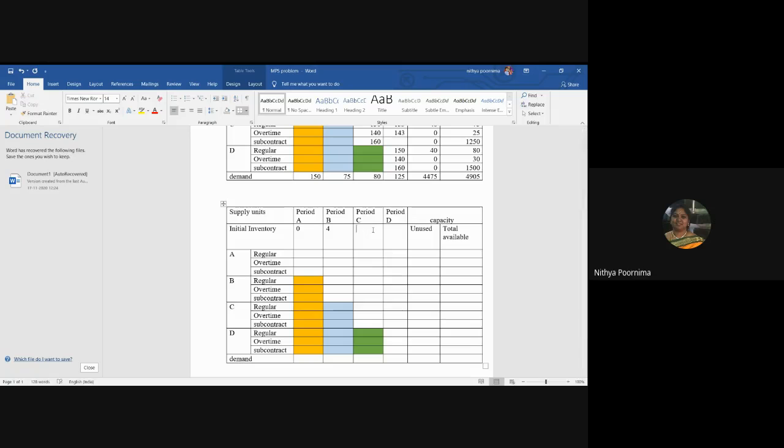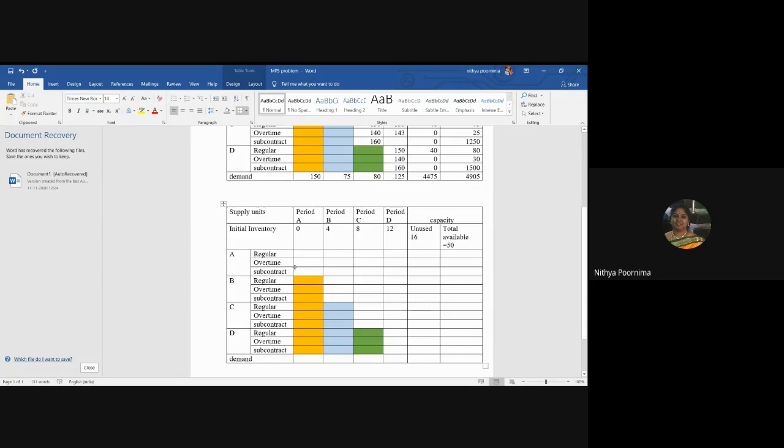So inventory carrying cost will be 4 plus 4 is 8, 8 plus 4 is 12, and then you have 16. What is the initial inventory you need to maintain? How much is the initial inventory given for us? Available initial inventory, how much? 50. It is 50 units.